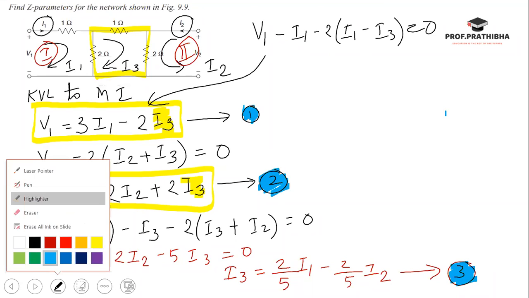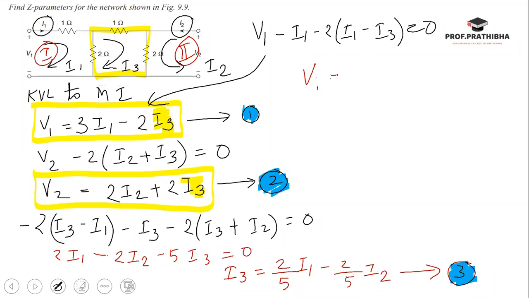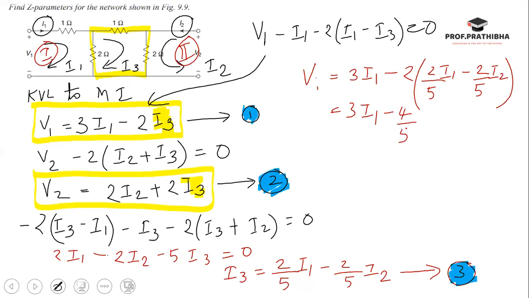So when you substitute it, you will get V1 equal to 3 times of I1 minus 2 times of, what is my I3? It is 2 by 5 times of I1 minus 2 by 5 times of I2. So don't skip any step in life. So this is 3 times of I1 minus 4 by 5 times of I1 plus 4 by 5 times of I2. So this essentially comes to something like 11 upon 5 times of I1 plus 4 upon 5 times of I2. So I got my first equation.